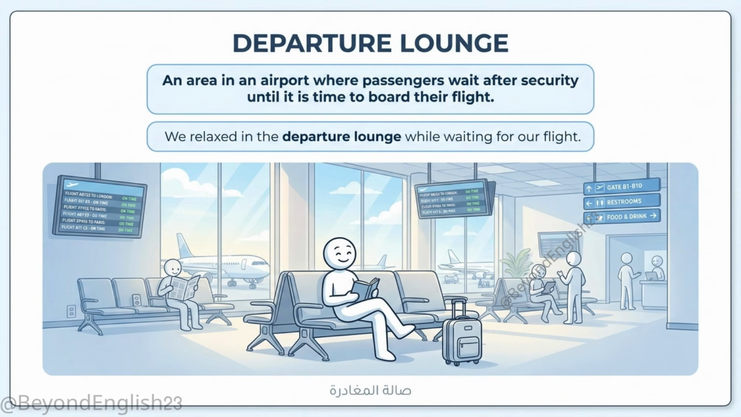4. Departure lounge. A departure lounge is a waiting area inside an airport where passengers stay after security checks while waiting for their flight to board. Example, we relaxed in the departure lounge until our gate was announced.